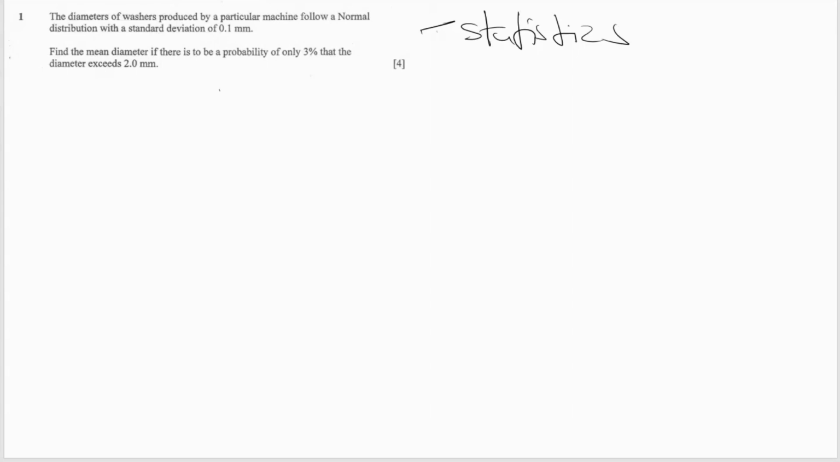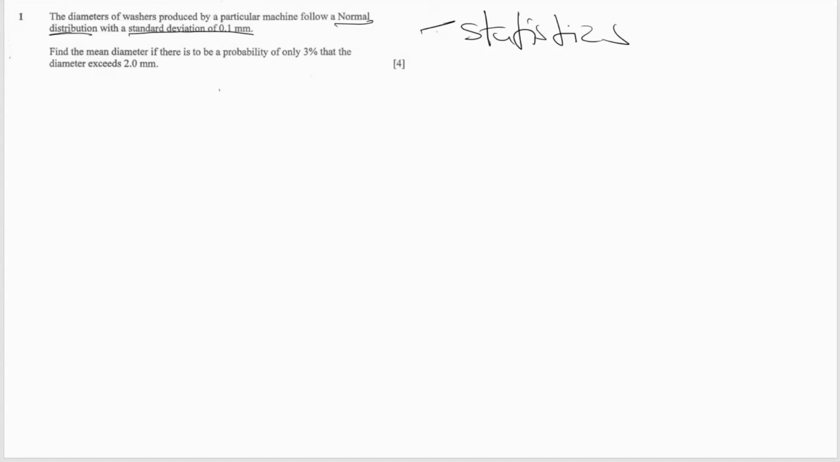So let's first understand what this question is asking us, and what are the key components that we can incorporate in answering this question. It says the diameter of the washers produced by a particular machine follows a normal distribution. So here we already know one thing, that this is going to be a normal distribution. We're also given one parameter here, which is the standard deviation.